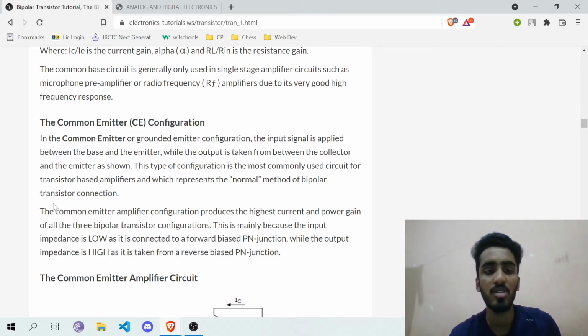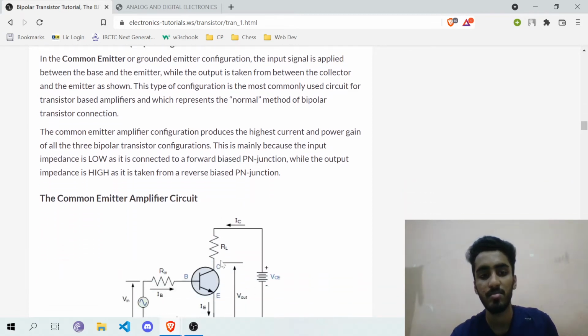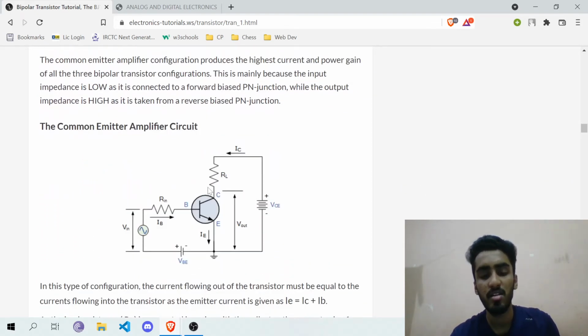bipolar transistor connection. The common emitter amplifier configuration produces the highest current and power gain of all the three bipolar transistor configurations. This is mainly because the input impedance is low as it is connected to a forward bias PN junction, while the output impedance is high as it is taken from a reverse bias PN junction. Here we can see the circuit.